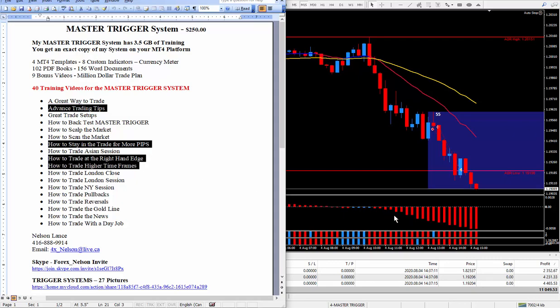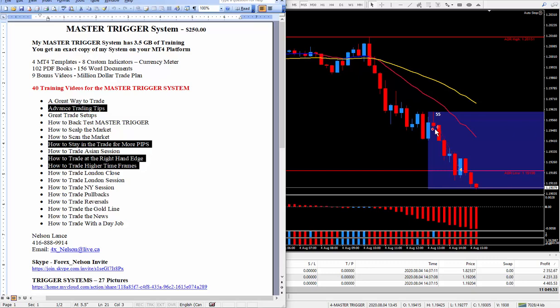Now I use the multi-time frame AO, and I take a quick look at a couple of higher time frames. So this puts the odds in my favor more than 90%. And if you knew that 9 out of 10 trades were going to be a winner, and you knew that one was going to be a loser, all you gotta do is manage the loser.